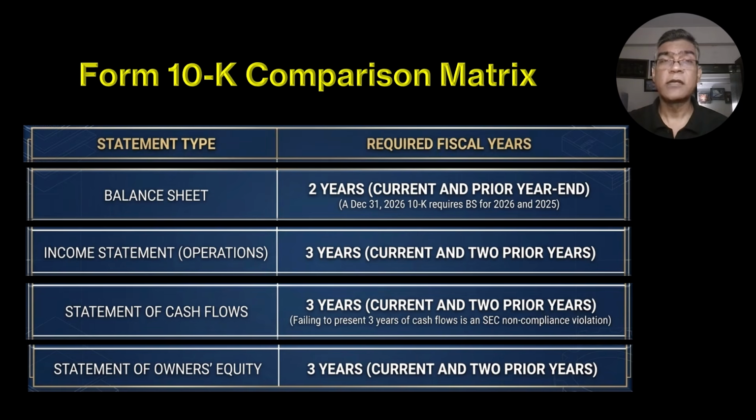It is because transparency is not just about disclosure, it is about comparability. Investors need to see direction, not just destination. So this matrix is not just a checklist, it is the backbone of longitudinal analysis and accountability.